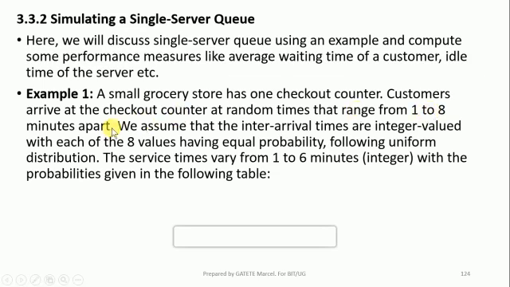It means that the first customer can come at minute 0, and the second customer will come after a time ranging between 1 and 8 minutes. For example, the second customer can come after 2 minutes, or 8 minutes, or 7 minutes. So we assume that the inter-arrival times are integer valued, with each of the 8 values having equal probability. As they have equal probabilities, it means that they follow a uniform distribution.